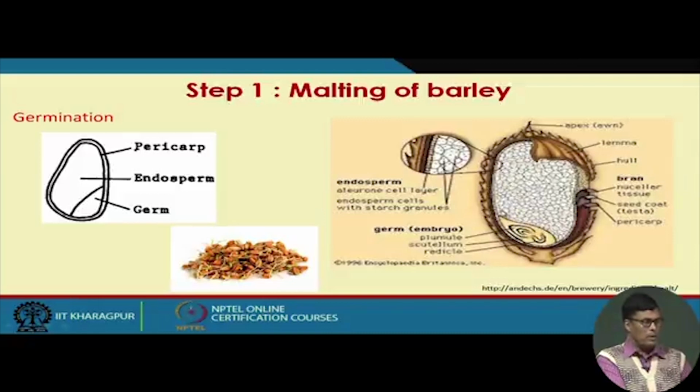When the germination reaches three-fourths of the length of the kernel, then and only then you stop the germination process. How do you stop the germination process? You just dry it, so the germination will be stopped. Now this is the sprouted barley grains. You can see how the shoot formation takes place in the barley grains during the germination process.